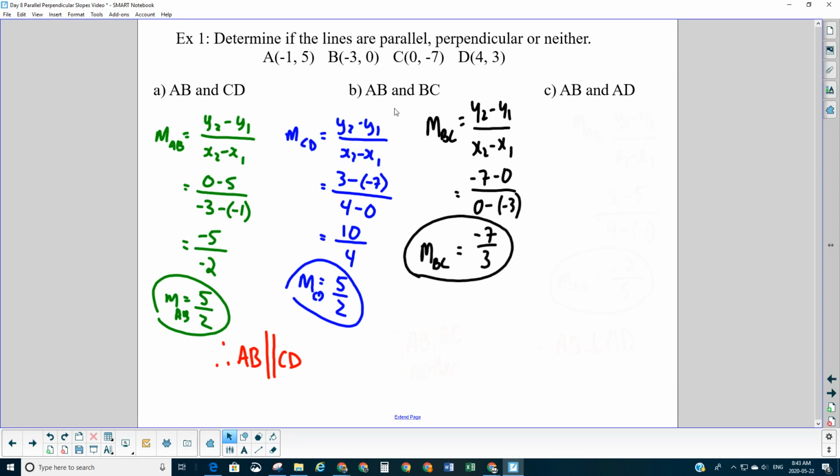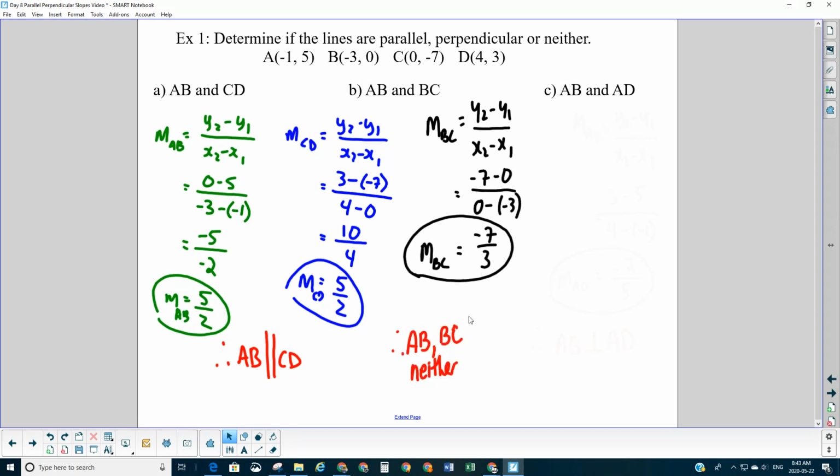Now let's compare it to AB, because that's what this question asks for. So this slope is negative 7 over 3. This slope is 5 over 2. Those are not the same, and I don't think they're negative reciprocals of each other. So there is no connection. This is neither parallel nor perpendicular.